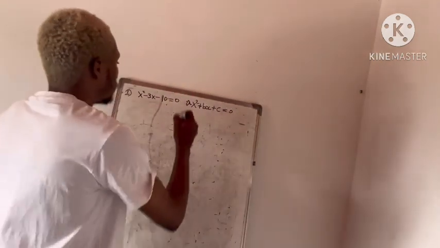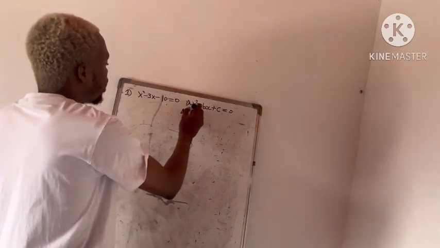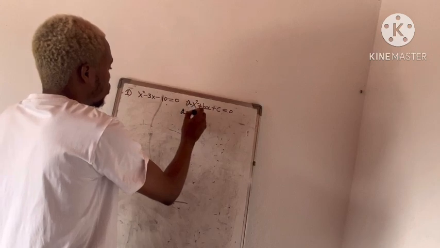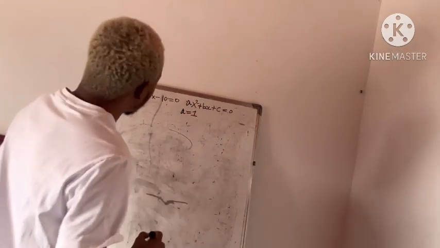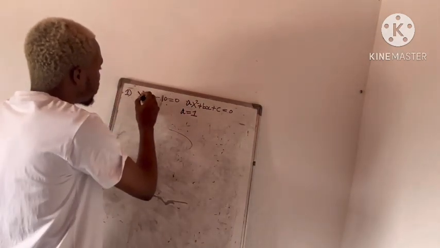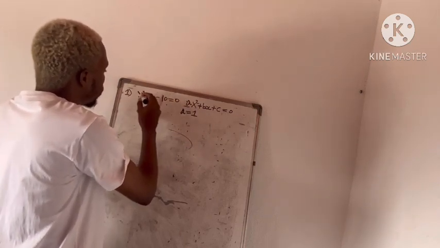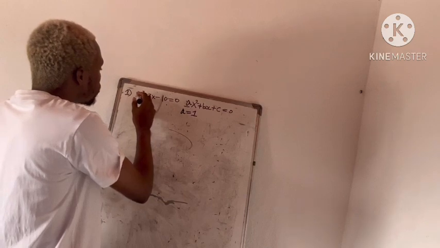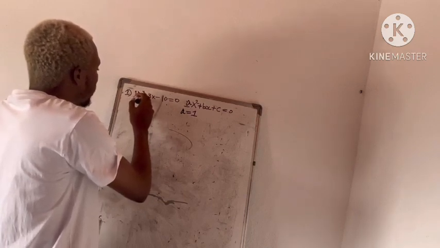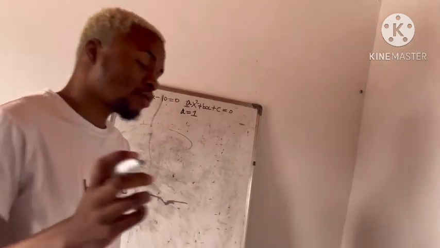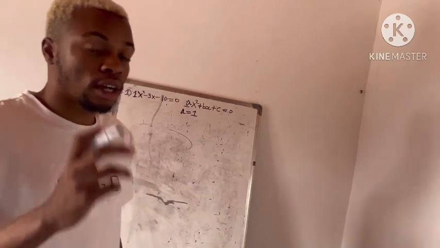So your A here is 1. You have x squared here. A here stands for the coefficient of x squared, and if you have no number here, you just have to keep in your mind that you got 1. Okay, I hope you know that. I'm not supposed to tell you that.